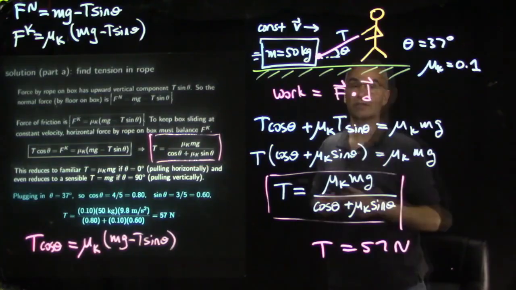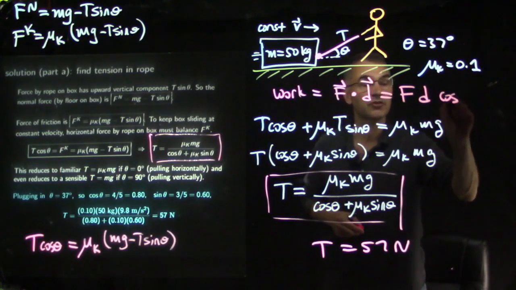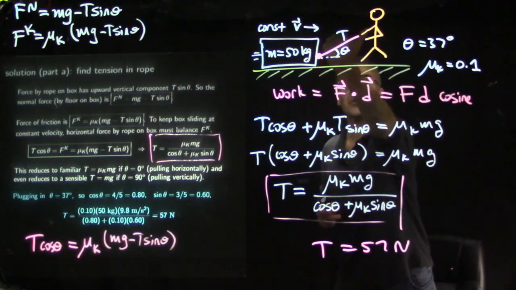But if they're not in the same direction, then you have to say that's the force times the displacement times the cosine of the angle between the force and the displacement. And in this case, the force is in this direction. It's a little bit upward, and the displacement is horizontal. So we actually want the component of the force which is in the same direction as the displacement. The component of the force which is in the same direction as the displacement is T times cosine theta.